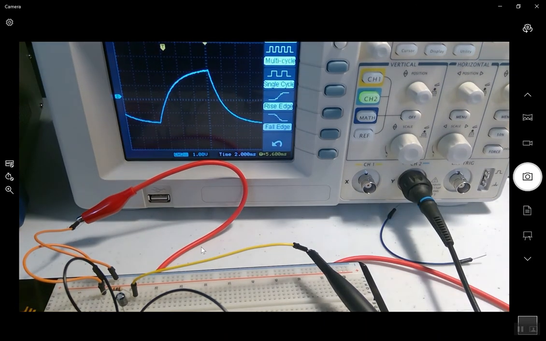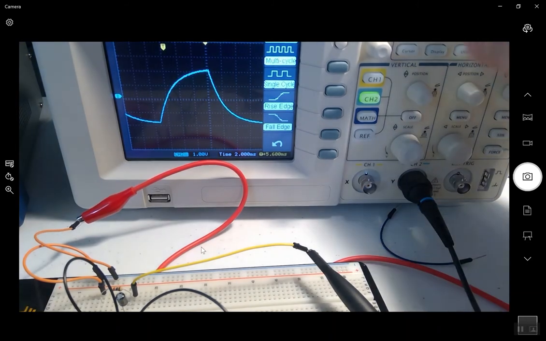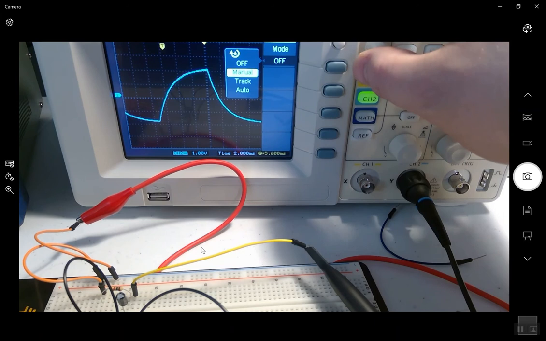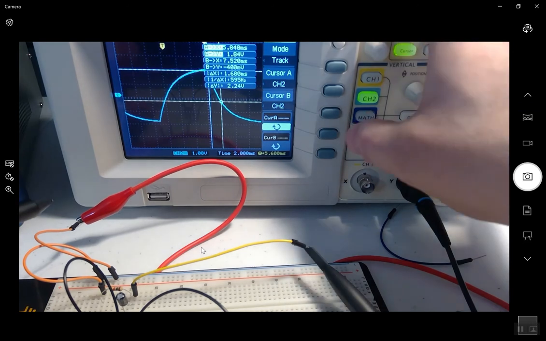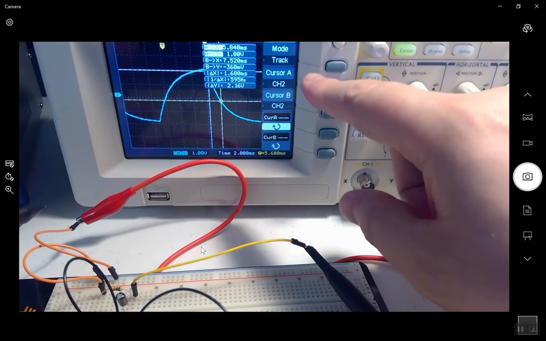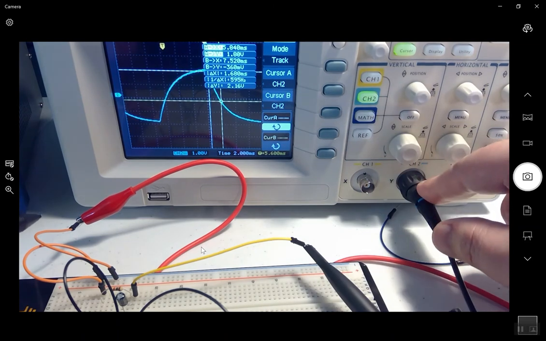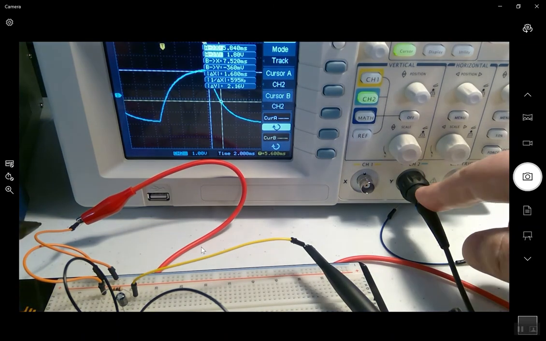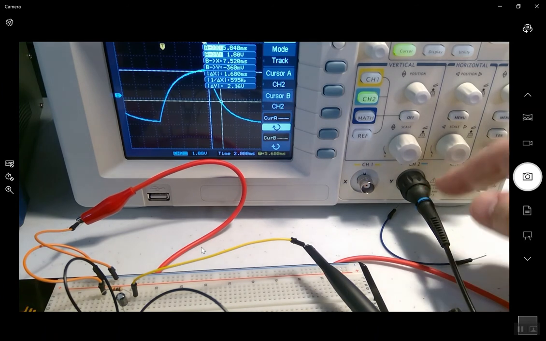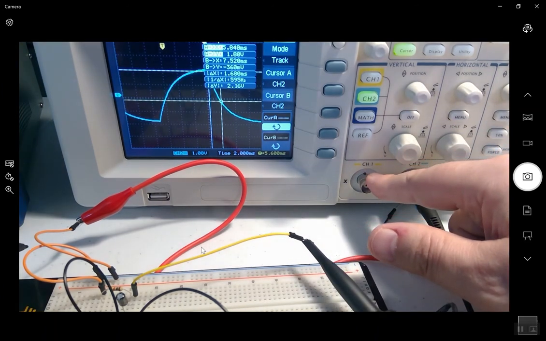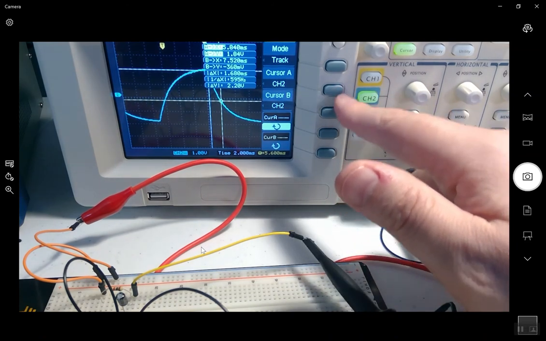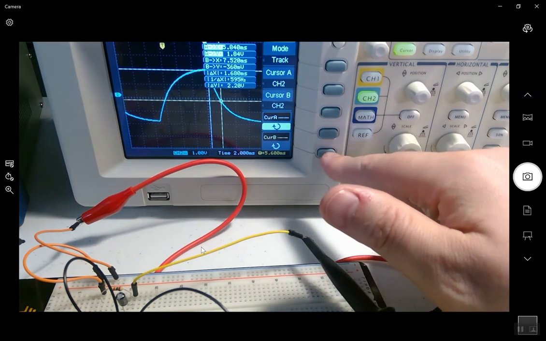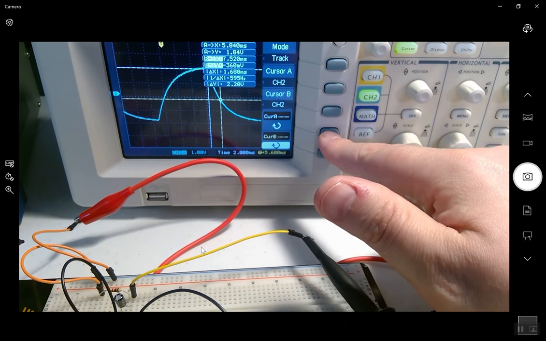Okay, so now this is where, if you've watched the video, we have to do a little bit of computation here. So I'm going to turn my cursors on. Cursor mode is going to be on track, because then it's going to track on the actual graph. And then you want cursor A and cursor B to both be on the channel that you're using. I'm using channel 2 just because I like blue. You could be using channel 1 and that's fine. But I want both cursors A and B to be on the same channel. And then these two buttons here determine which cursor we're actually moving.